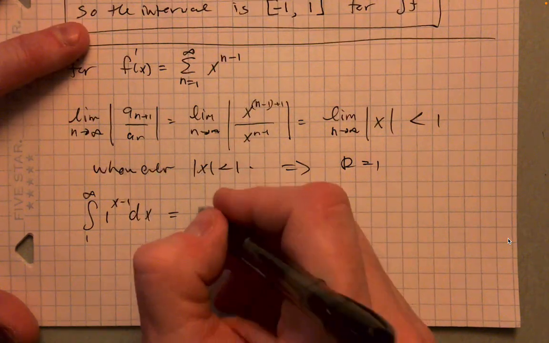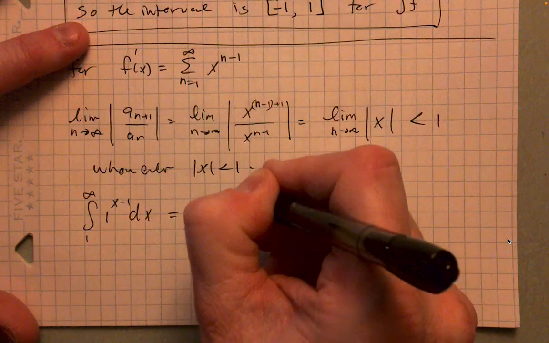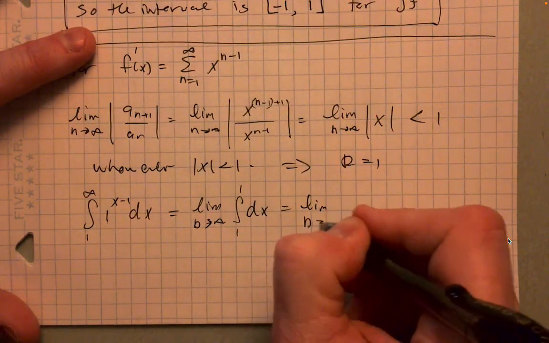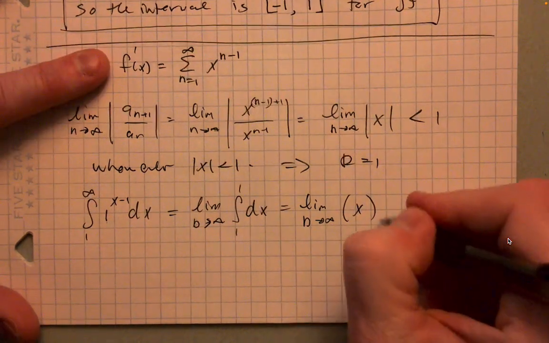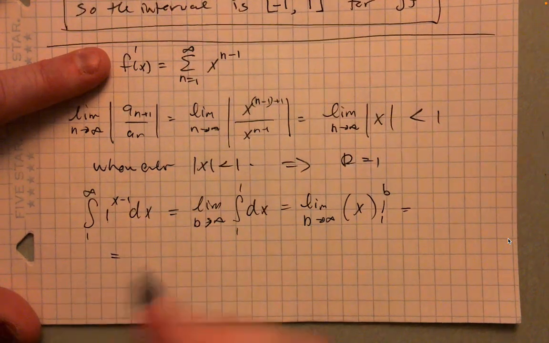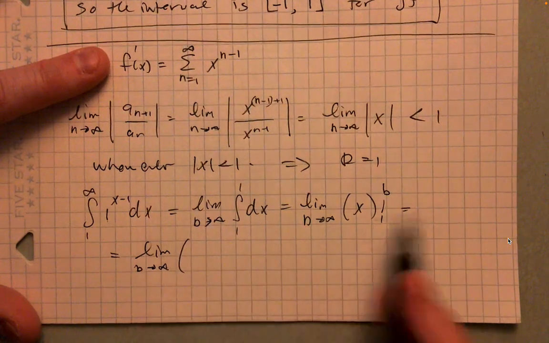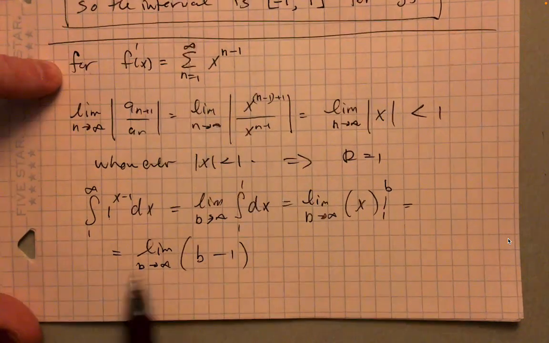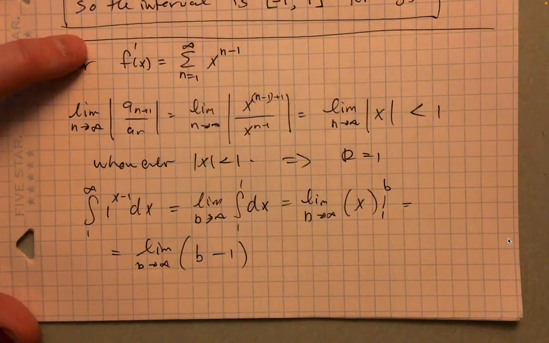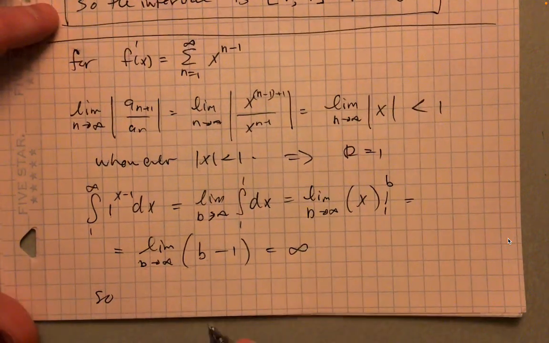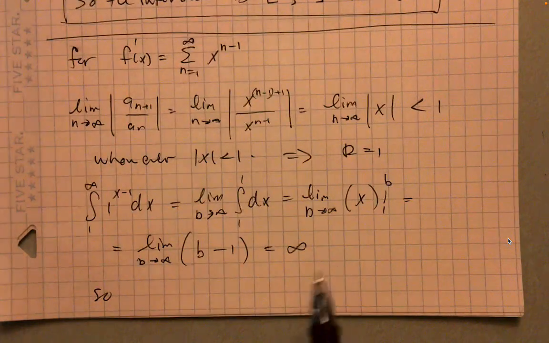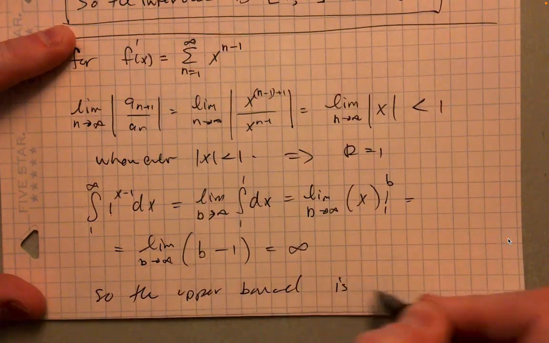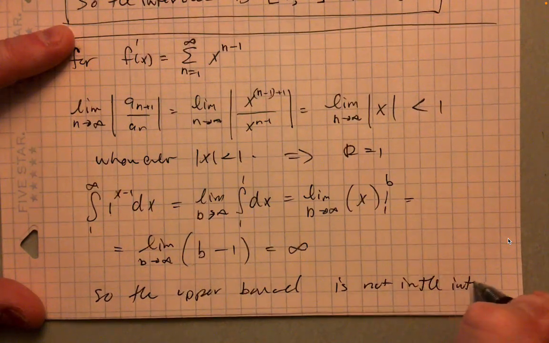And so this will be the limit as b goes to infinity of the integral from 1 to b of, and now this is just 1, right? So it's really just dx. And so that's the limit as b goes to infinity of x from 1 up to b. Plugging in the integration limits, it'll be b minus 1, won't it? Now what happens here? Well, as b grows without bound, this becomes an increasingly large number, minus 1, so this is infinite. So the upper bound diverges, right? And hence the upper bound is not in the interval. Okay.